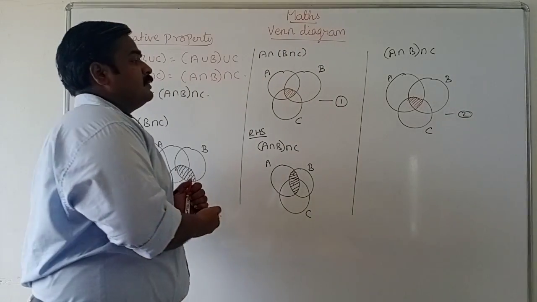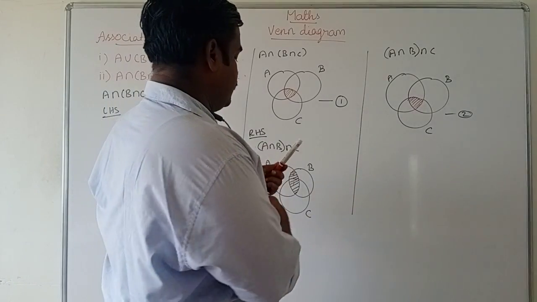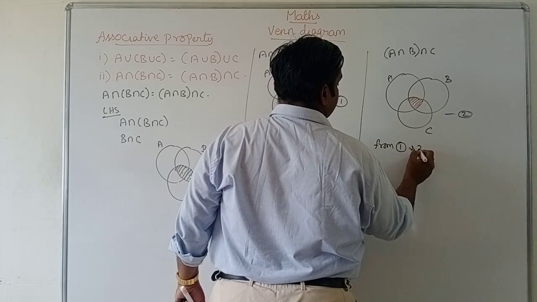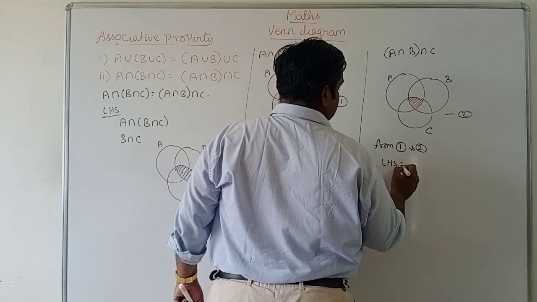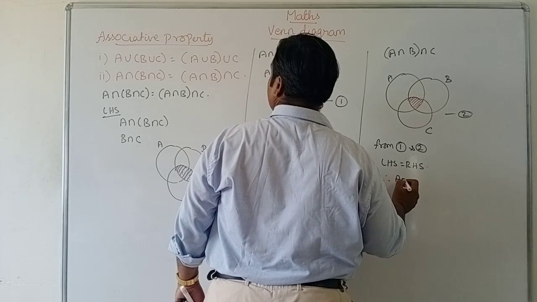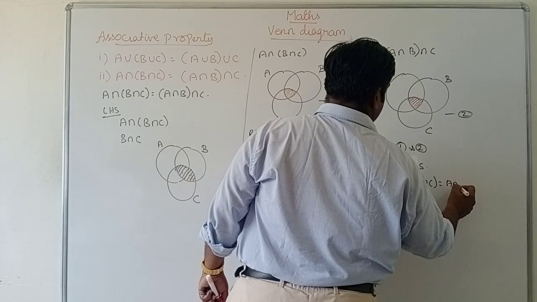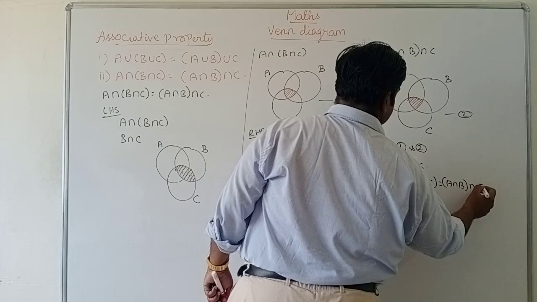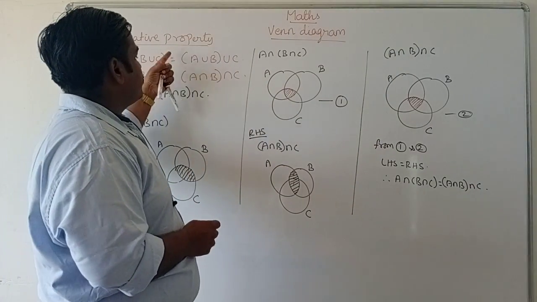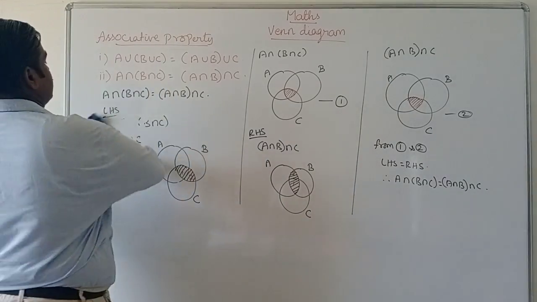Now check out this diagram number 1 and 2. Are they equal or not? So from 1 and 2 once again you can write the conclusion. From 1 and 2, LHS equal to RHS. Therefore A intersection B intersection C equal to A intersection B intersection C. Hence we verify the associative property of intersection of sets using the Venn diagram. Right? The next one.